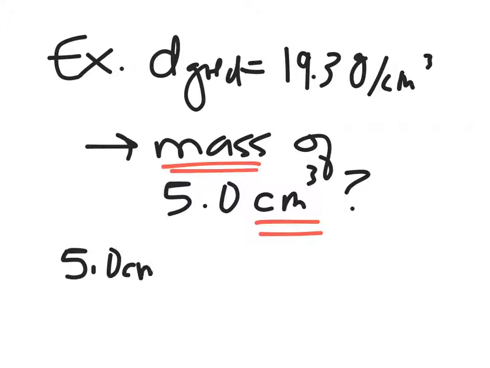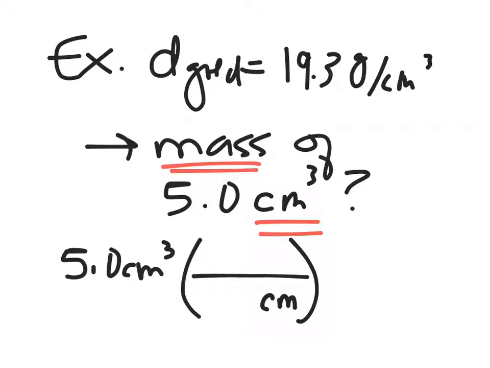So 5.0 centimeters cubed. And now we're going to use density as a conversion factor to convert that volume to mass. So since I'm trying to get rid of centimeters cubed, which is my volume unit, and go into a mass unit, I know that I need centimeters cubed on the bottom because then it will cancel out. So I'm going to put my mass then on the top.